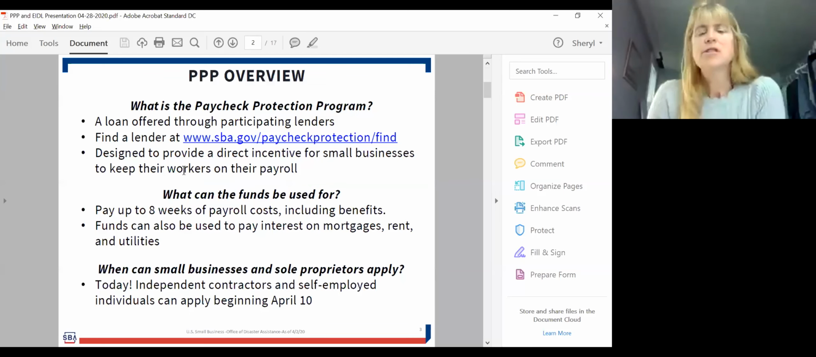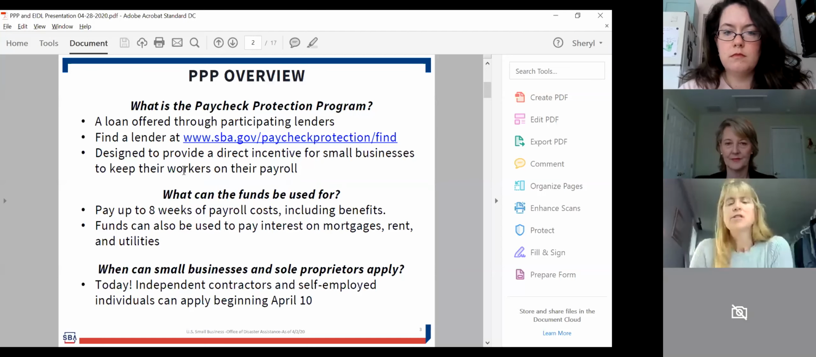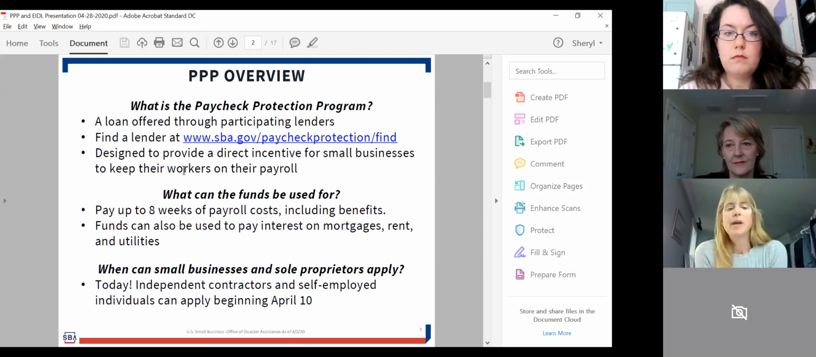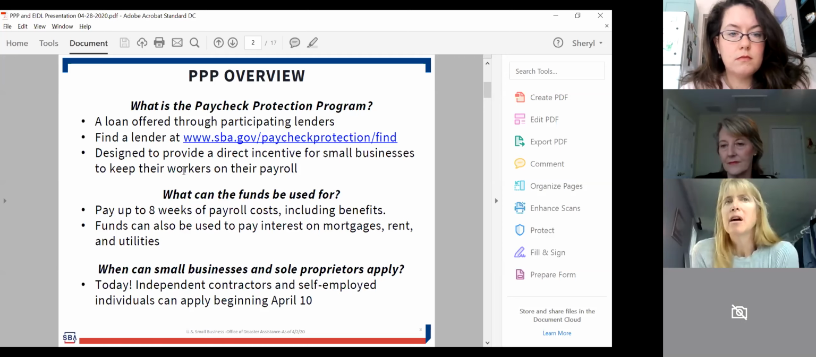So the PPP overview: at this point, the funds can be used to pay up to 8 weeks of payroll costs, including benefits. And benefits are health care, retirement, the overhead of benefits that go to an employee. And these benefits are generally calculated if you have a payroll processing company.